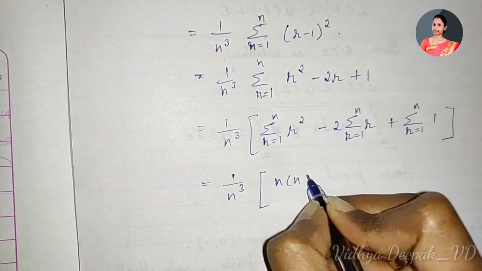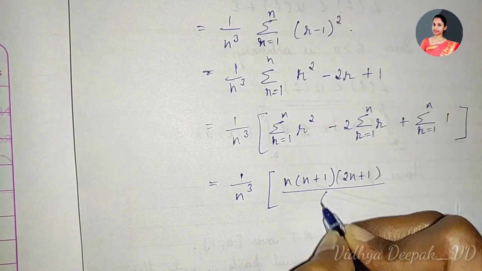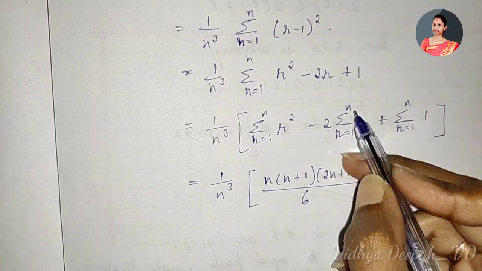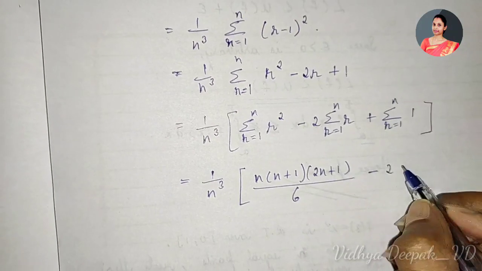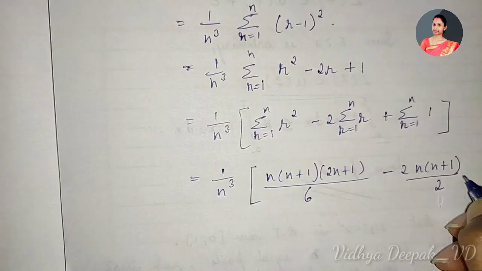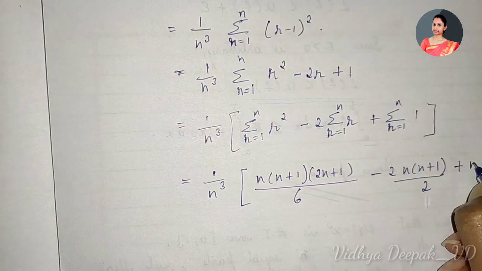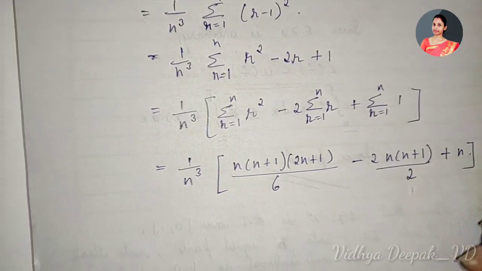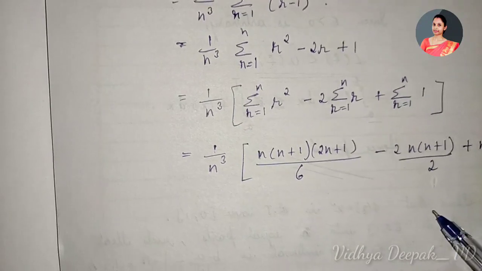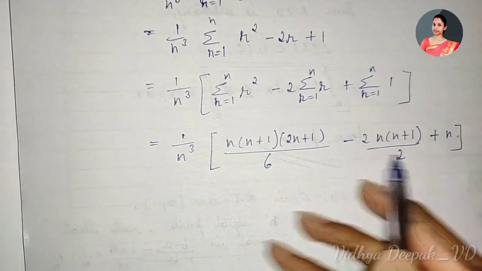We have it is n into n plus 1 into 2n plus 1 divided by 6, and minus 2 into sigma r equals 1 to n of r, that is sigma n, which can be written as n into n plus 1 divided by 2. Okay, and plus this is 1, you are getting it as n according to the formula. The n square formula is this, the n formula is this, the 1 formula is this. Since r is running from 1 to n, we are using n here instead of r.